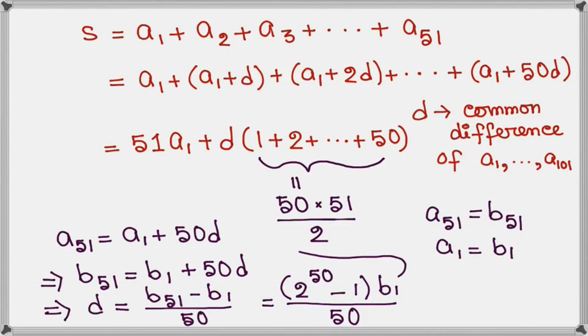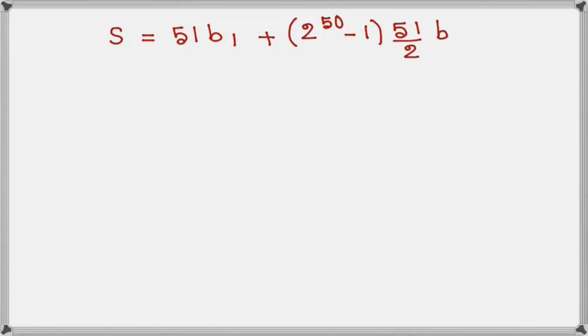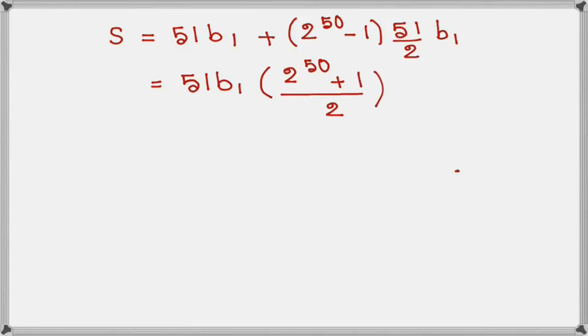Now if we substitute this value of d here, and as a1 is equal to b1, we get s is equal to 51 b1 plus (2 to the power 50 minus 1) into 51 by 2 b1. We take 51 b1 out and inside we write (2 to the power 50 plus 1) divided by 2.